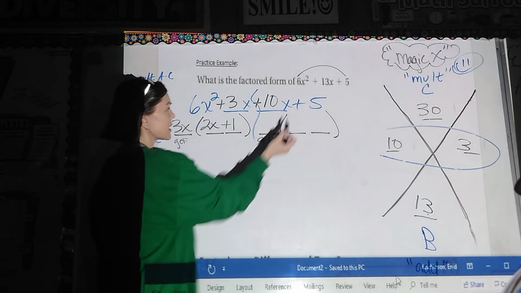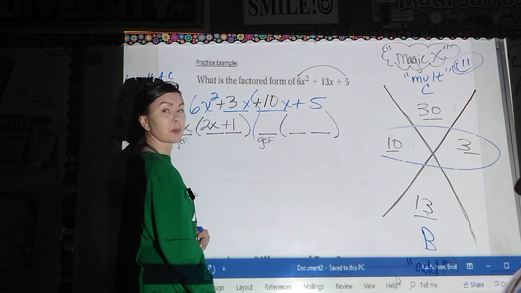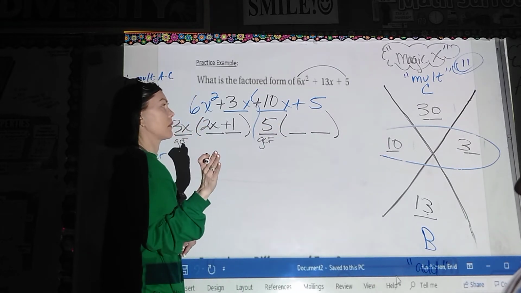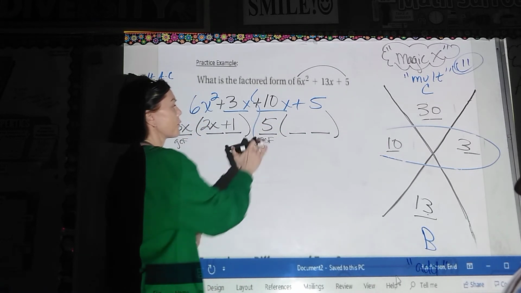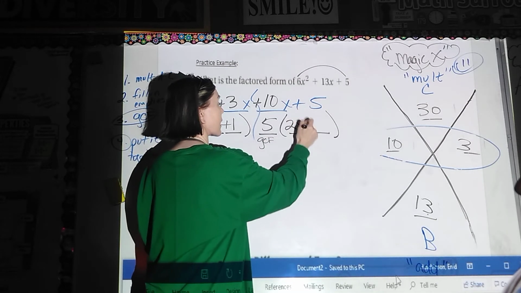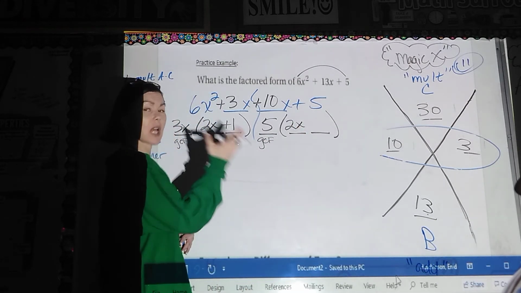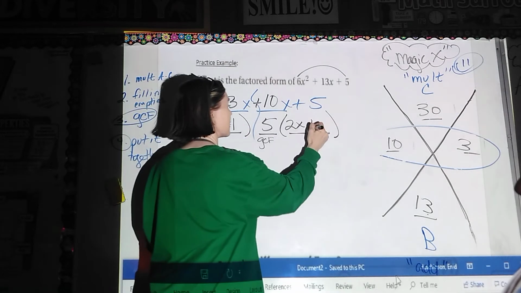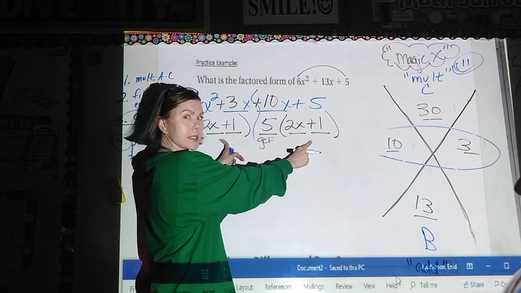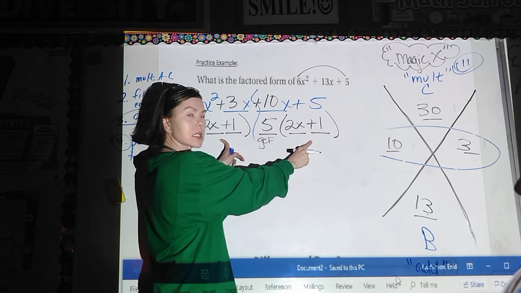Okay? Now, what's the GCF here? Well, they're both multiples of 5. So 5 is the GCF. So 5 times what gives me 10x? Well, that would be 2x. And then 5 times what is 5? That's a positive 1. Look, do these match? Yes, they do. Is that what we wanted? Yes, it is. Fabulous.